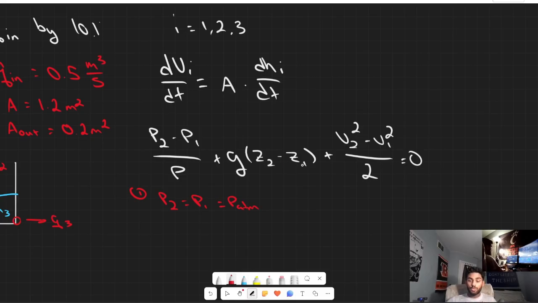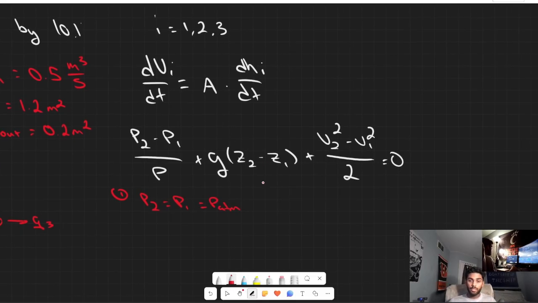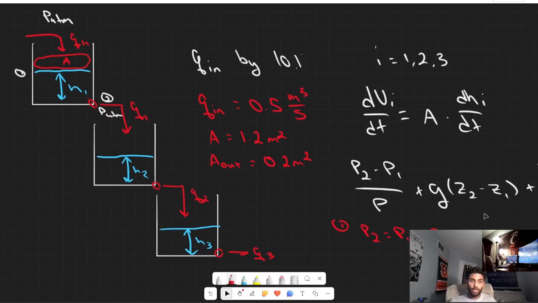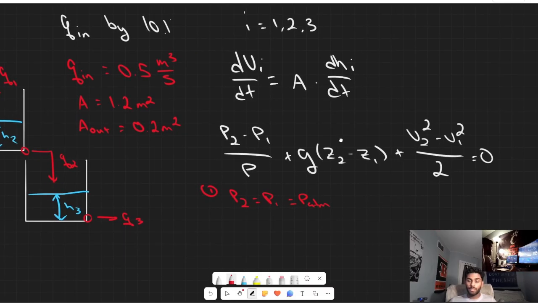We know what Z2 and Z1 are. That's going to be 0. We'll start at some position. We'll start at some height, that'll be the liquid level here, and we'll go to 0, which is the bottom of the tank. So 0 to H. We know what that's going to be.